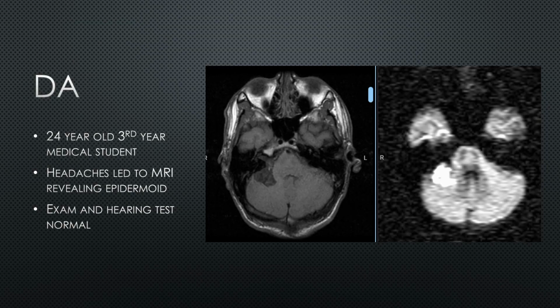It's a right cerebellopontine angle lesion. It extends just to the porus acousticus. It's very punched into the cerebellum. Other than the headaches, the patient is completely asymptomatic. So the first question is, and I realize there's no definite answer on this, but are the headaches related to the epidermoid?